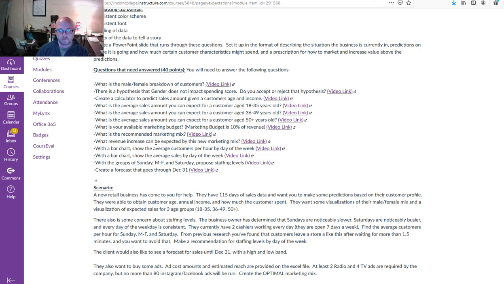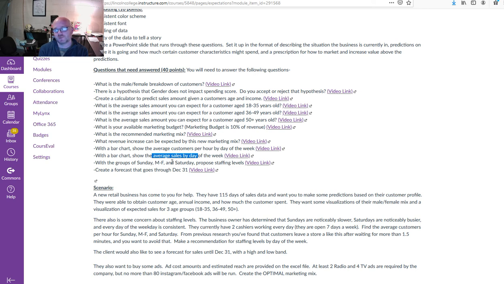Then there are descriptive models: a bar chart showing the average customers per hour by day of the week, and a bar chart showing the average sales by day of the week. Those describe where they're currently at, so you'd want to include them near the beginning of the presentation. Then you've got groups of Sunday, Monday through Friday, and Saturday, and you're going to propose staffing levels. This is a prescriptive model, because you're prescribing something they should do.